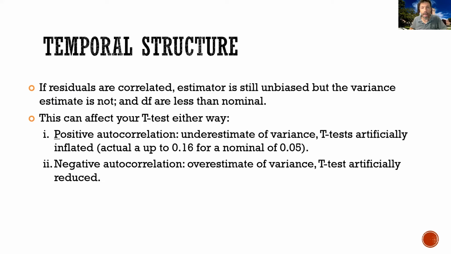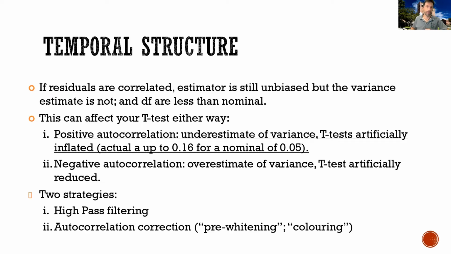Now, in the case of fMRI, we're typically talking about positive autocorrelation. So the variance of the estimator, the denominator of our t-test, is typically underestimated, which means our t-values are artificially inflated. Now, how do we address this? Well, there are two strategies. There are two things that we typically do.